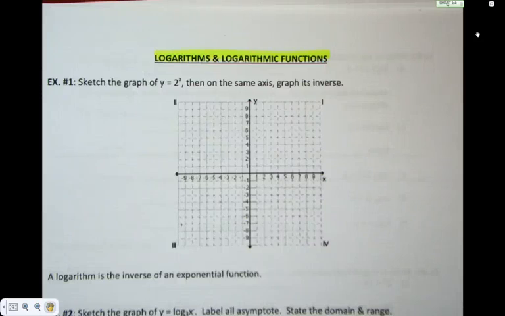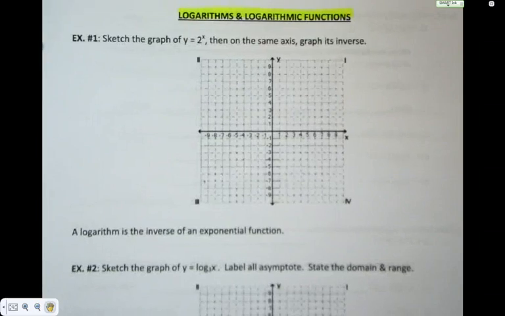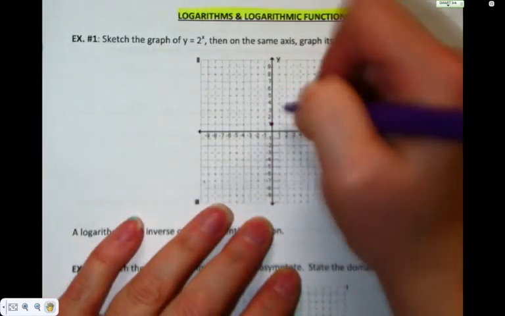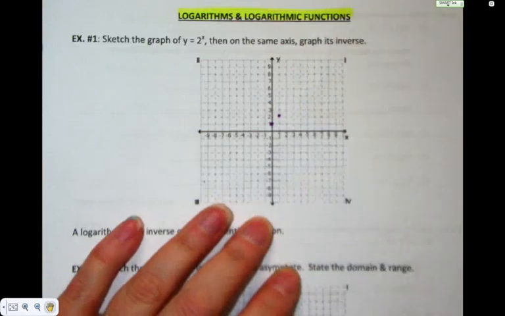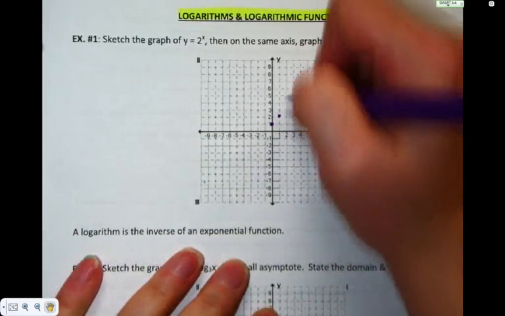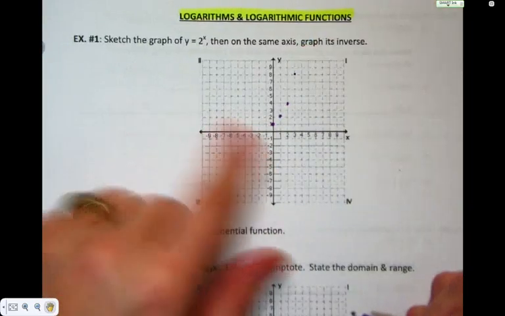So give me some points that 2 to the x goes through. 0, 1. Couple more points. 2, 4. What about on this side?